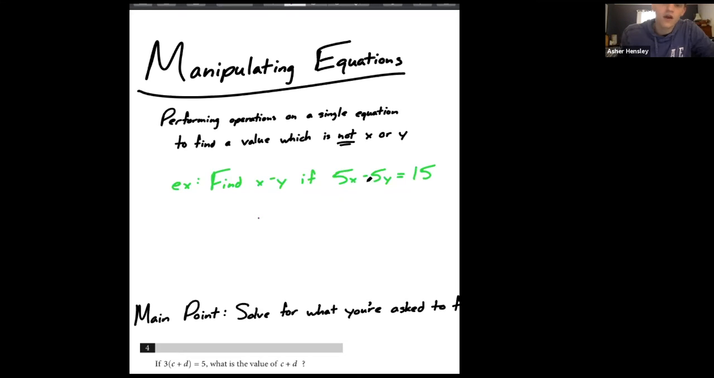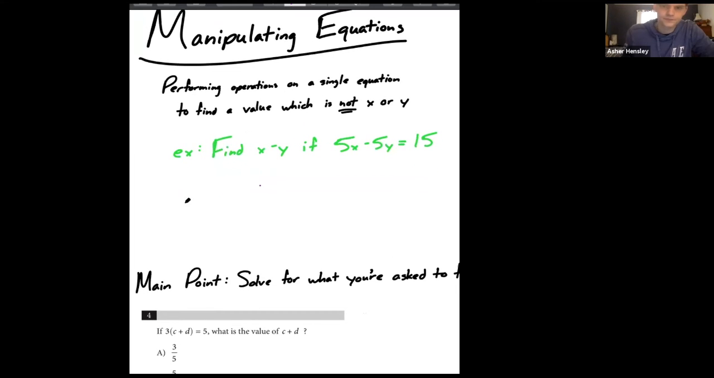So if we see 5x minus 5y equals 15, how do I get x minus y? Feel free to put it in the chat, shout out loud. What do we do? Divide by 5. Perfect. Excellent. Divide by 5. So we first factor out this 5 from 5x minus 5y.